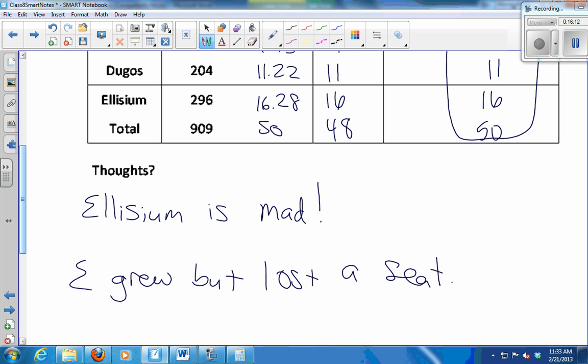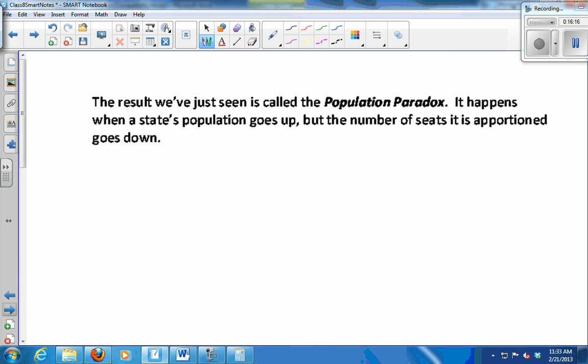Okay. This is called the population paradox. It happens if a state's population goes up, but the number of seats it is apportioned goes down. Major flaw in Hamilton's method is that this can sometimes happen.